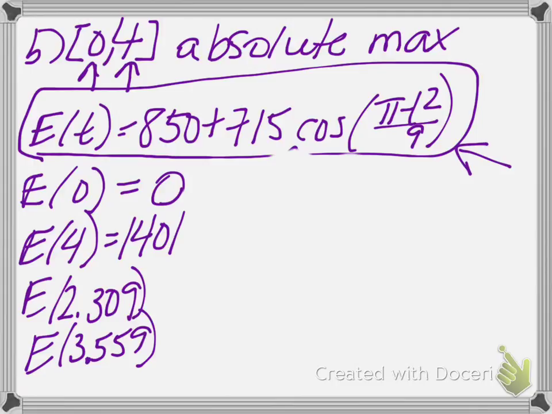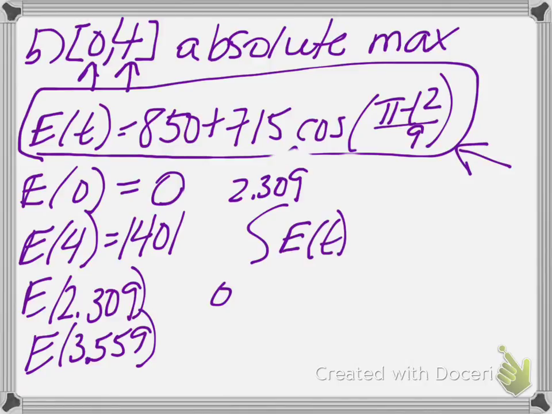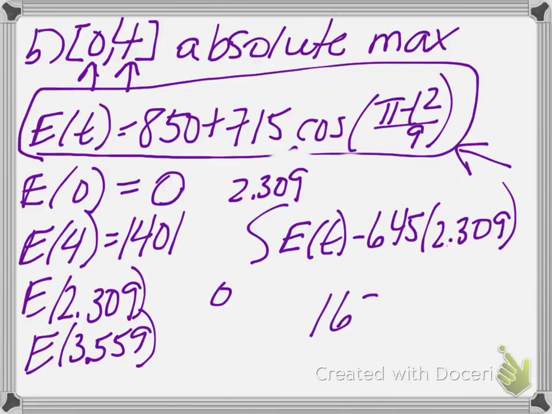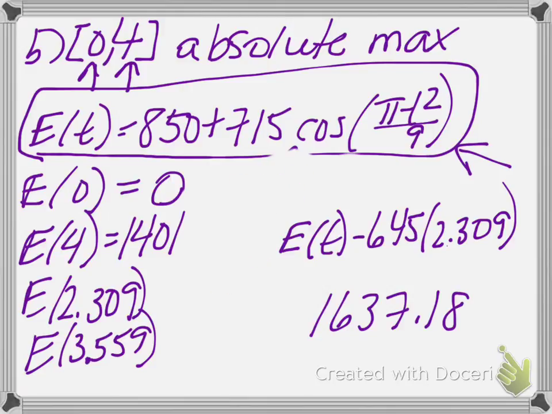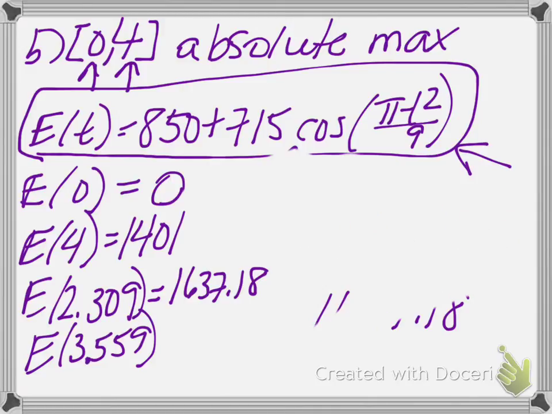Okay, so to do the 2.309, we're going to have to go from 0 to 2.309. We're going to do the same thing we did before, so it's going to be the integral of E of t minus 645 times whatever hour that is, which is 2.309. Okay, you're going to use your calculator, and you're going to get this number. Okay, so that means that E of 2.309 is 1637.18. So right now it looks like that's the winner, but we still have one more to try.